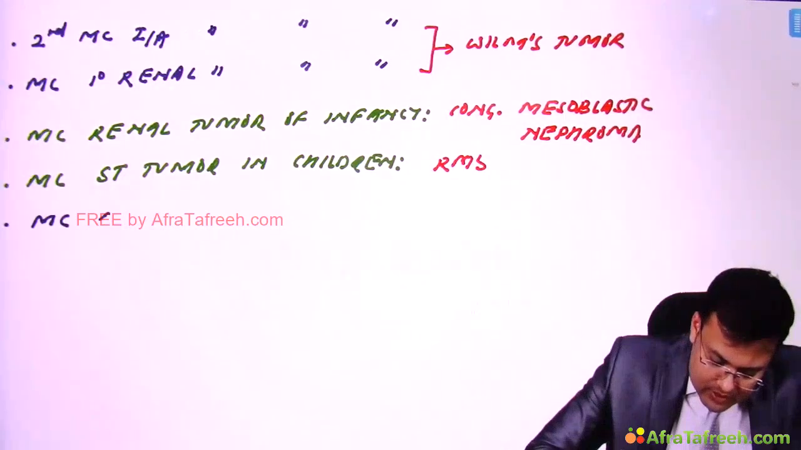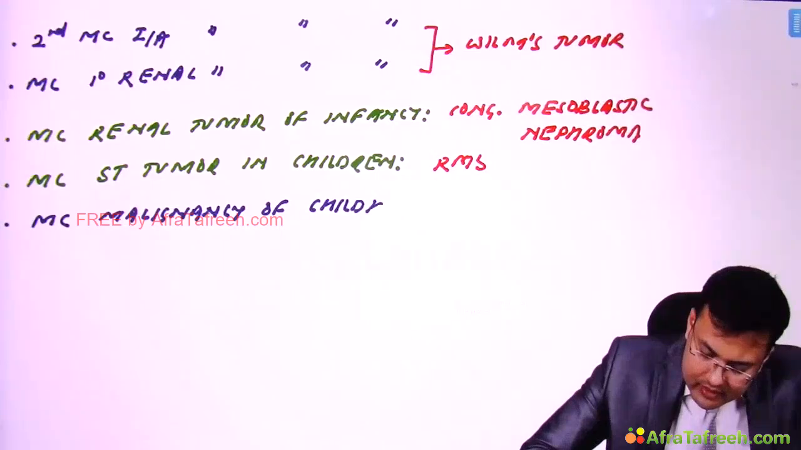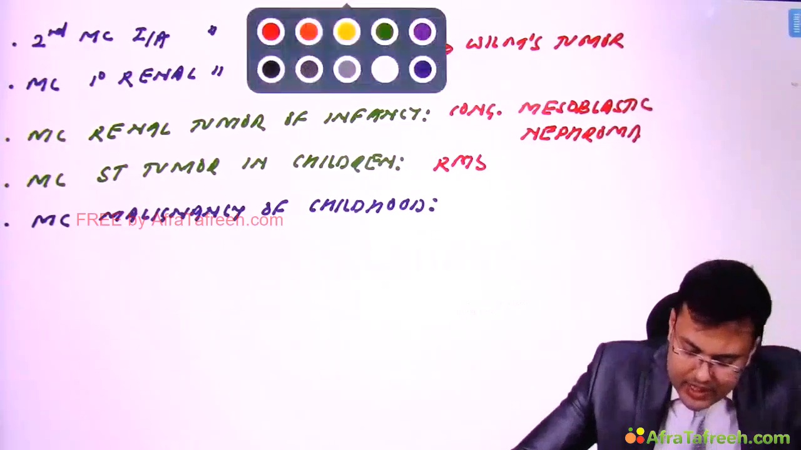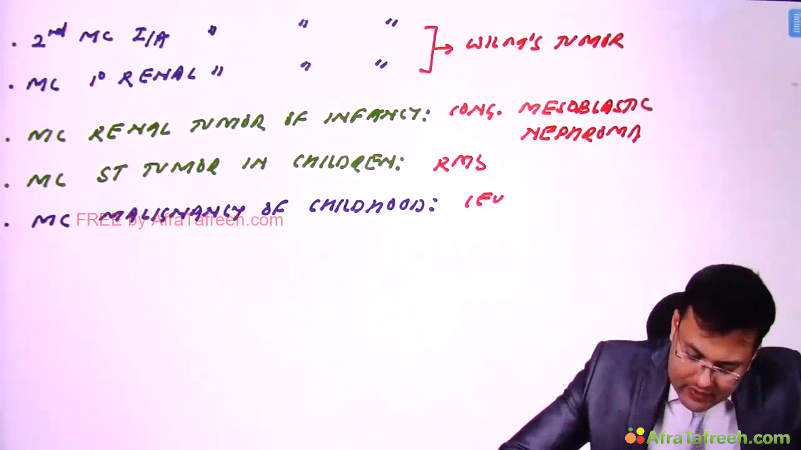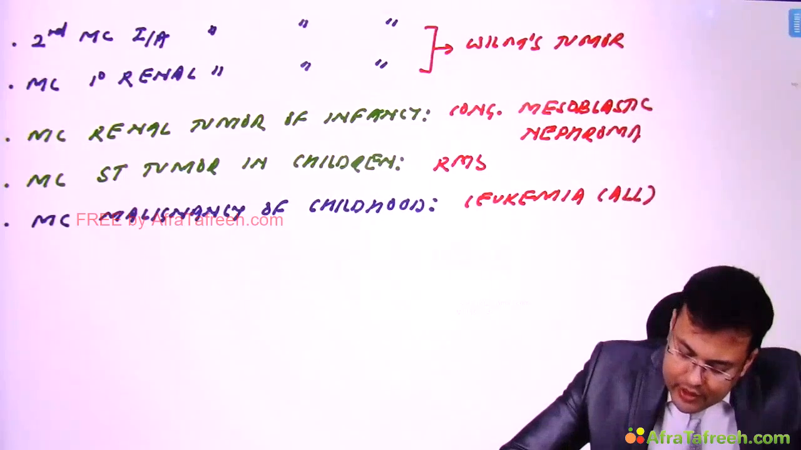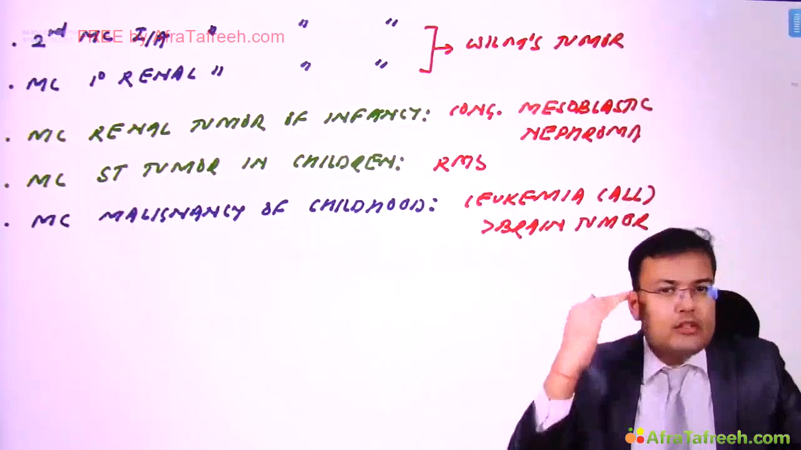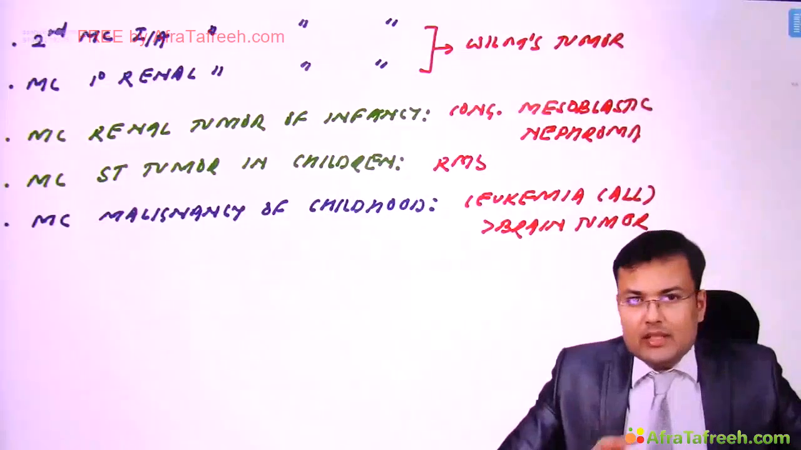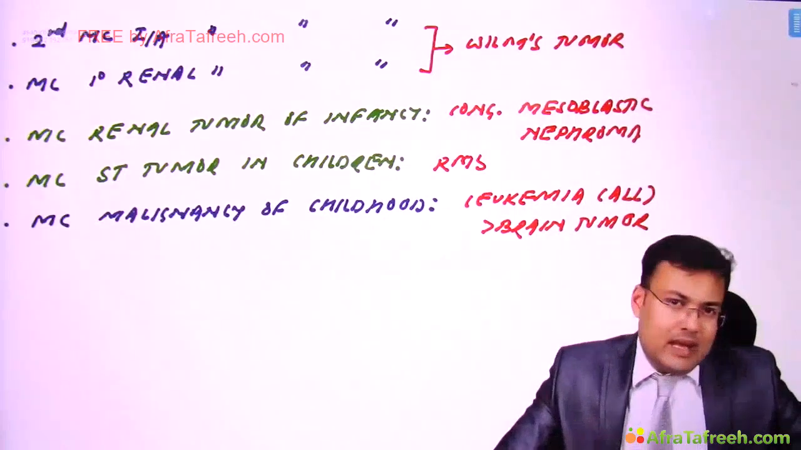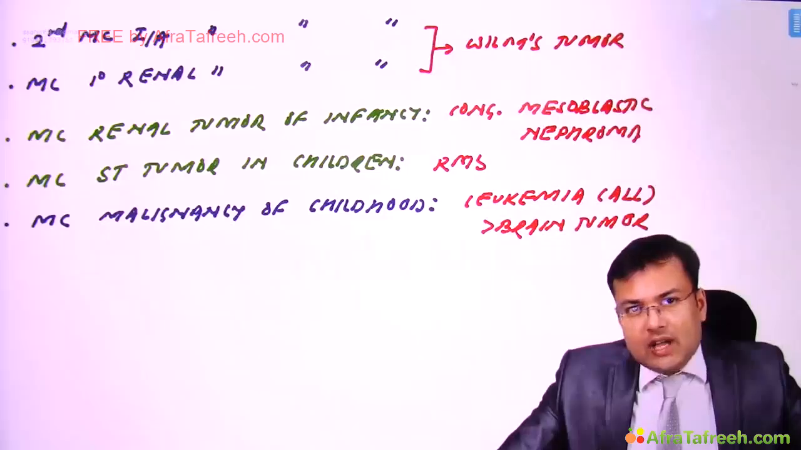So what's the most common malignancy of childhood? Clear? This is leukemia. Which type? ALL. And after leukemia, which tumor is most common? It is brain tumor. Okay, suppose an indirect question is asked: what is the most common solid malignancy of childhood? Leukemia is a malignancy of blood cells, so the most common solid malignancy of childhood is brain tumor. So all these are important questions asked frequently.